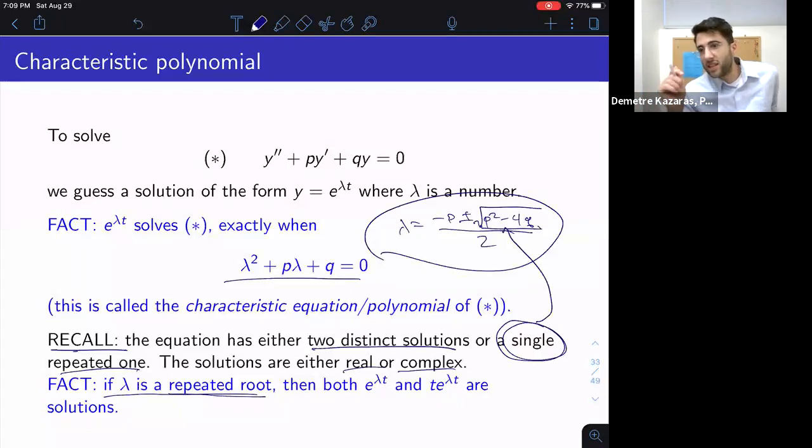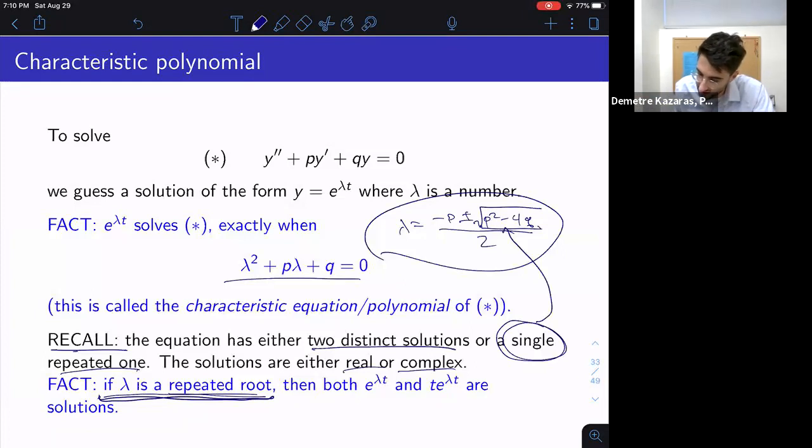What is concerning is what happens when you have a repeated root. What if you have just a single solution to the characteristic equation? What do you do? Because you need, remember, two linearly independent solutions to write down the general solution. This fact will only give you one solution. Where's this other mysterious solution?